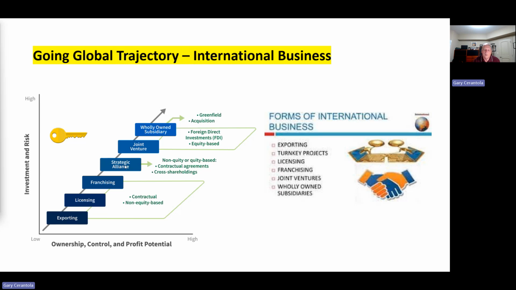And what equity based means is that you may buy a certain amount of ownership in each one of those partners, and then you have more control over the overall brand and the end products or services that this alliance will be providing. So that's what that's all about. So these are the forms of business. Exporting. What a turnkey project is.